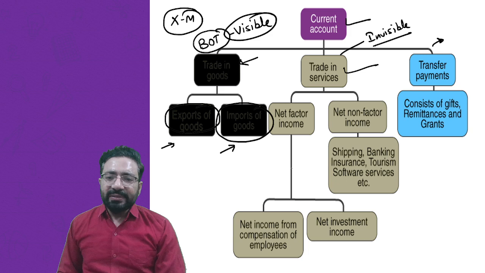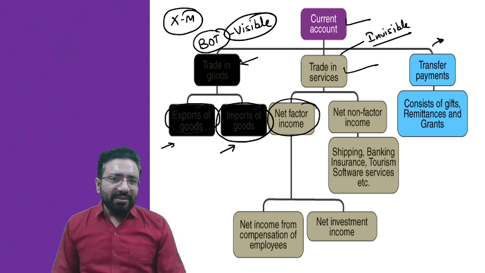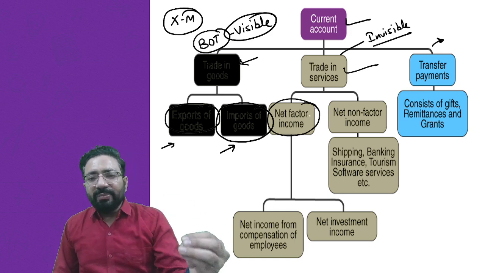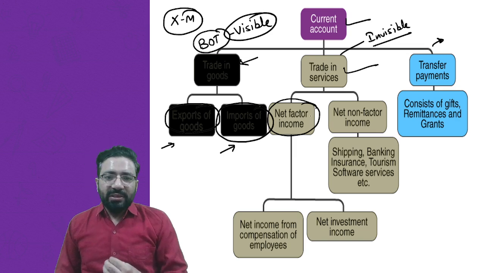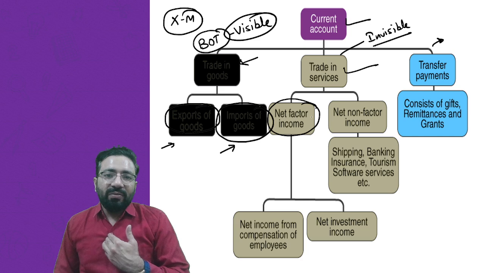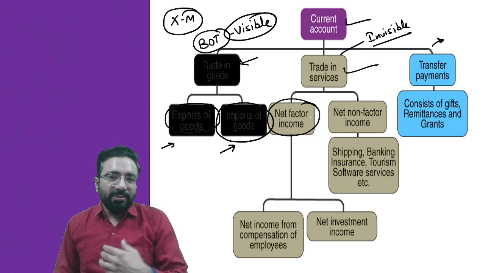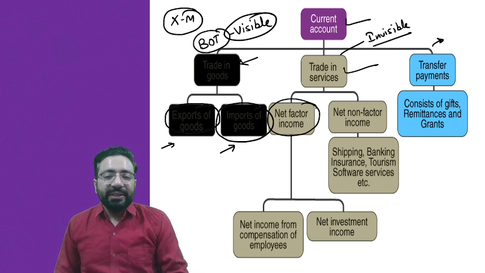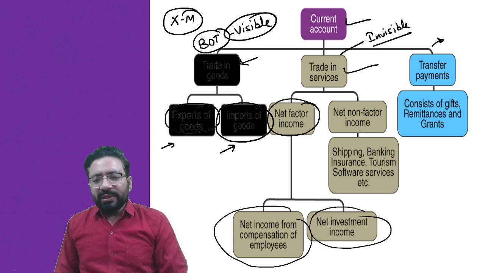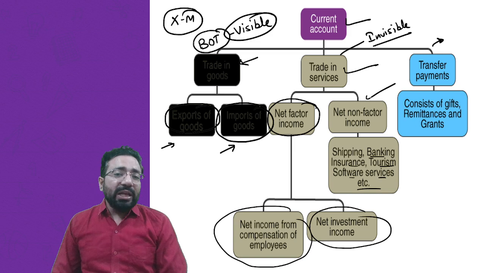And trade in services, factor income, that means they are reciprocal in nature, bilateral in nature. We are paying something and we are receiving something. That means we are making payment for some goods and services that we have received. Like I am teaching you and I am charging the fee. That is factor payment for you, and that is factor income for me. So if it is a payment for you, then it is an income for me. Compensation of employees, net investment income, that is net factor income from abroad. Net non-factor income like shipping, banking, insurance, tourism, software services which are being provided to the rest of the world.